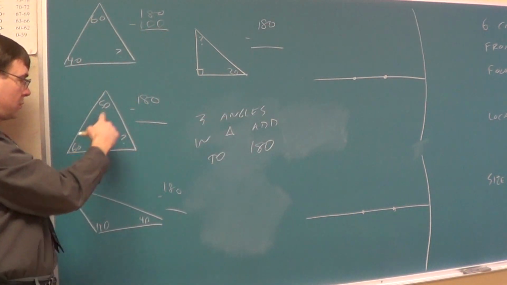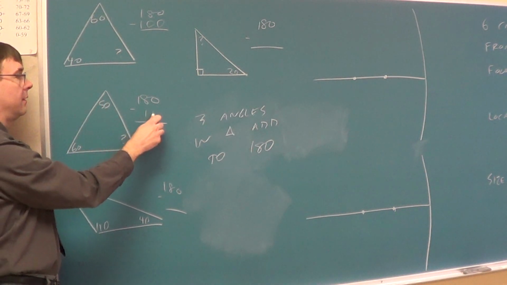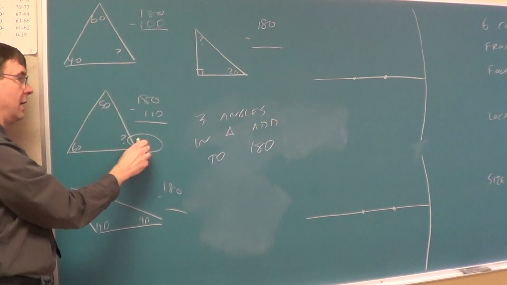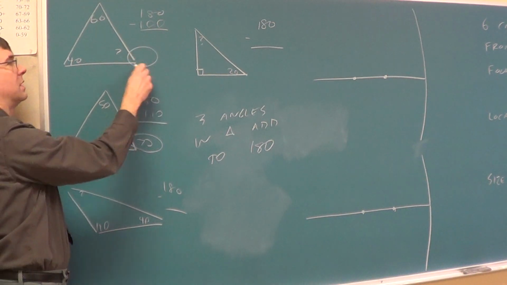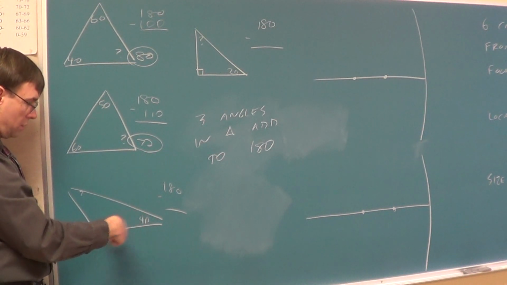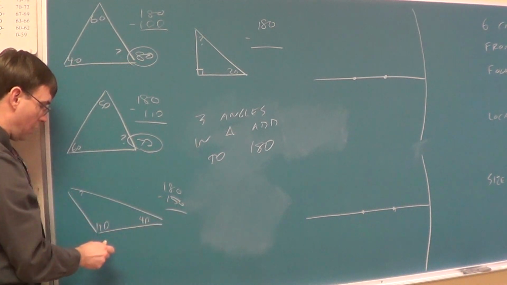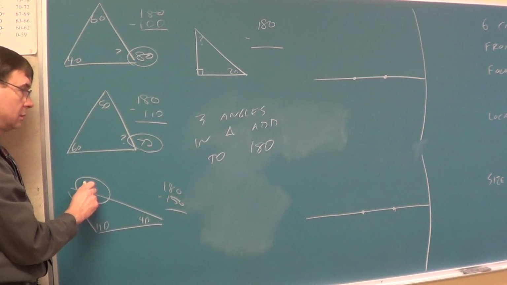So for this, what do you have so far? 110. So the missing thing here is 70. Missing thing here was 80. This, what do you have so far? 150. So missing piece, 30.